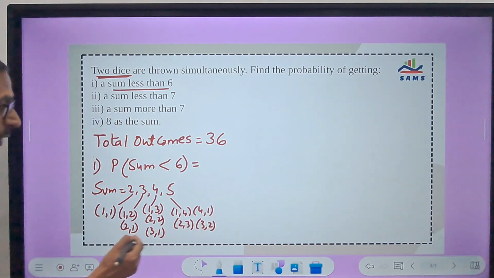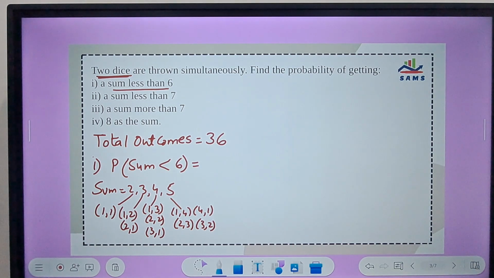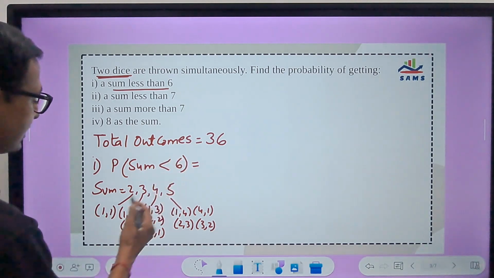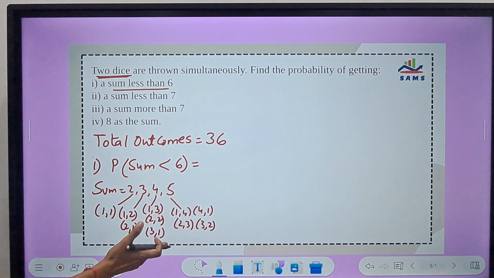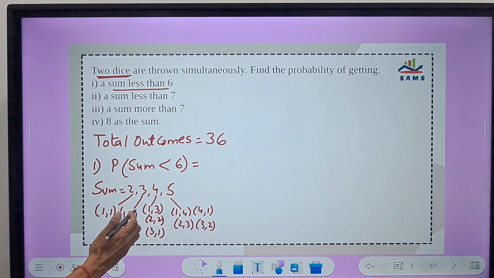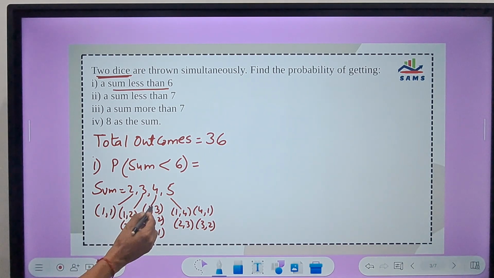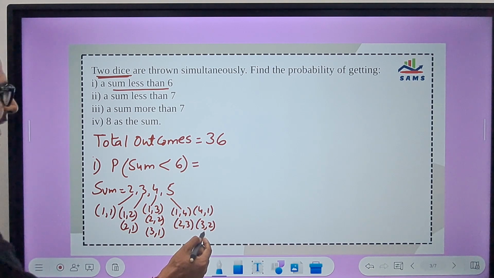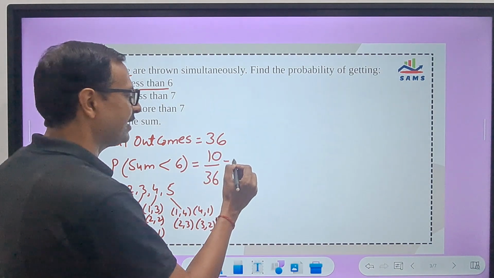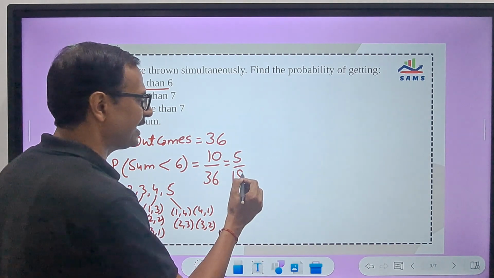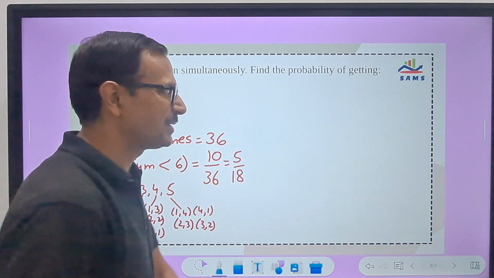Right? So I have listed down all the favorable cases related to the event that the sum of the numbers is less than 6. In every one of them you find that the sum of the numbers is less than 6. And now, how many are these? 1, 2, 3, 4, 5, 6, 7, 8, 9, 10 cases. So the probability will be 10 out of 36, that is 5 out of 18. That is the answer for the first part.